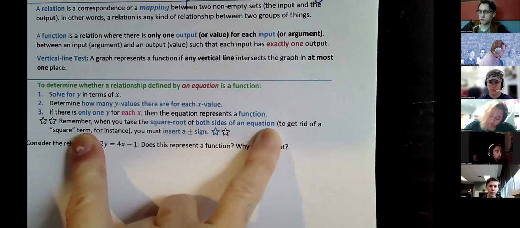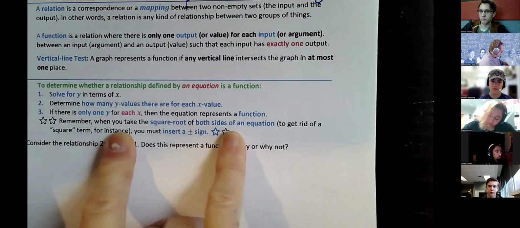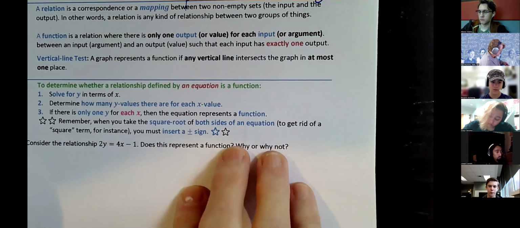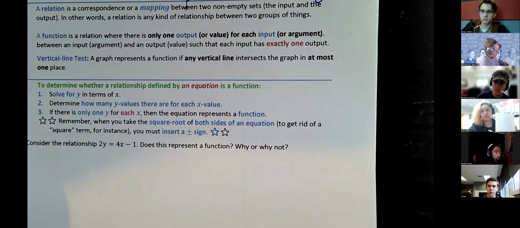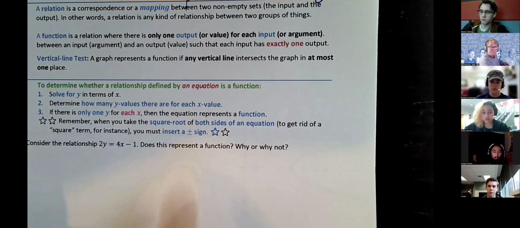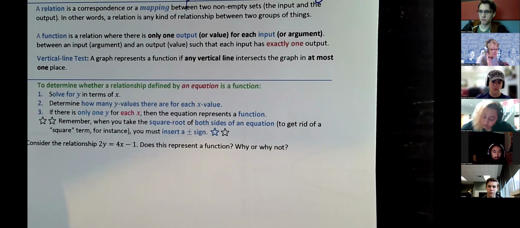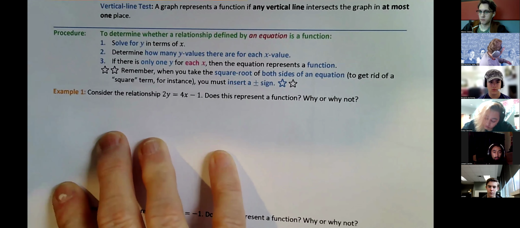We're going to remember something that you may not have remembered at all. If you take the square root of both sides of an equation, you must put a plus or minus sign in front of one of the sides. We're going to put that in the back of our brains, and let's do this.